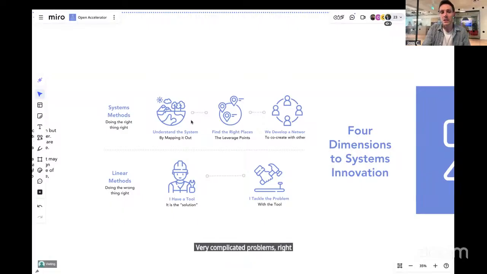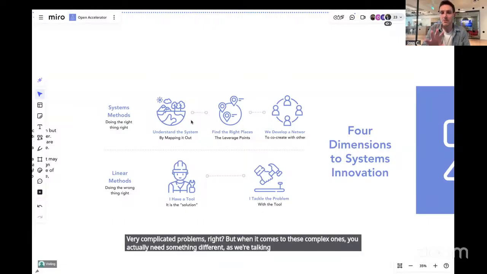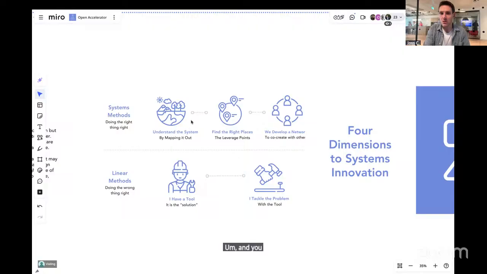But when it comes to these complex ones, you actually need something different. As we're talking about, stepping back and seeing that there's no one solution to a complex problem. You actually have to understand and intervene across multiple dimensions in the system, these intervention points. You have to operate in a coordinated way. And you have to work with multiple stakeholders because you're operating these very big complex systems.